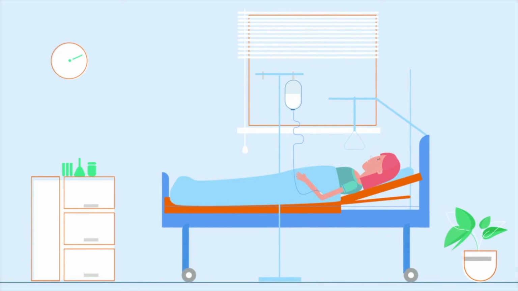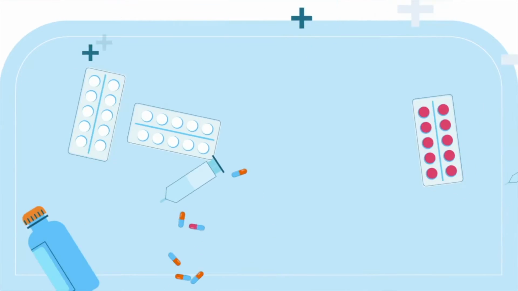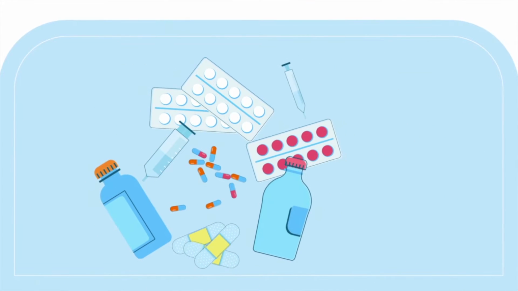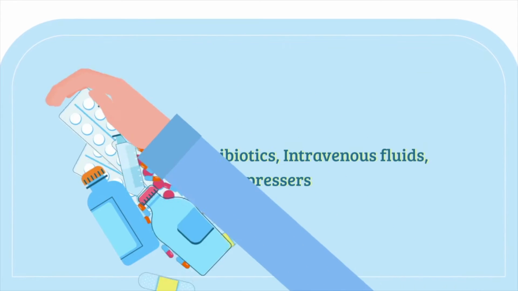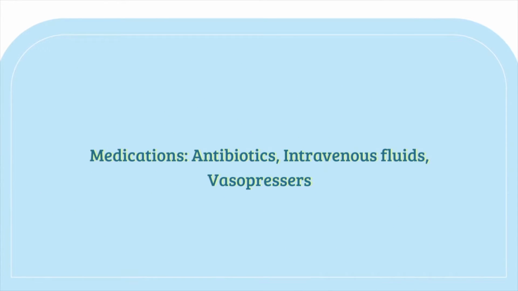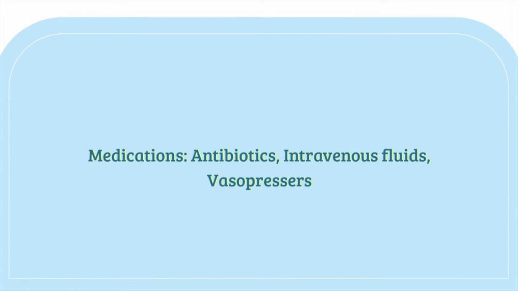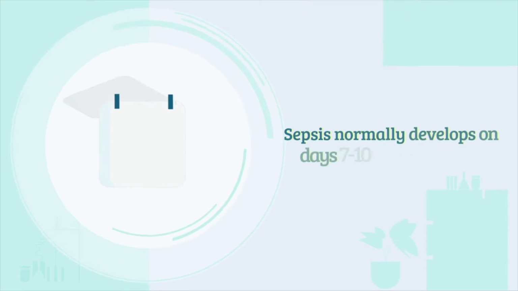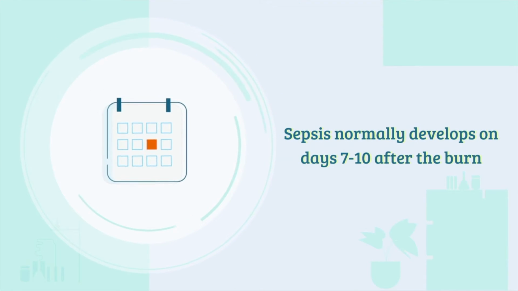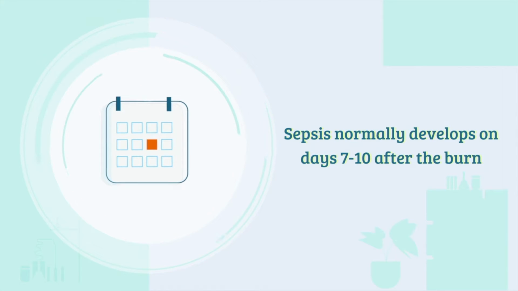This is why early diagnosis and treatment with antibiotics to get rid of the bacteria, as well as intravenous fluids or medications like vasopressors to raise blood pressure, are crucial. As the presence of sepsis is high in patients after burn injuries, research is being done into finding biomarkers. Biomarkers are indicators of a condition.